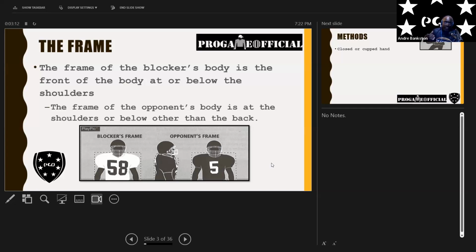A block in the back is when the blocker clearly approaches from the back and blocks between the shoulders. What if his head is on the back side of the opponent? Is that a block in the back? No. It is not relevant where the head is, but where the blocker is when they make contact with the opponent.